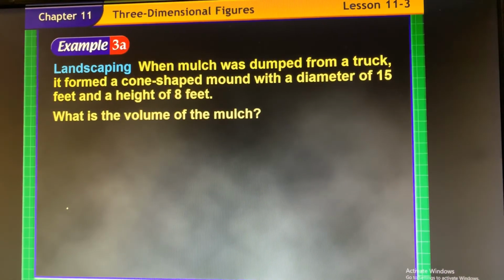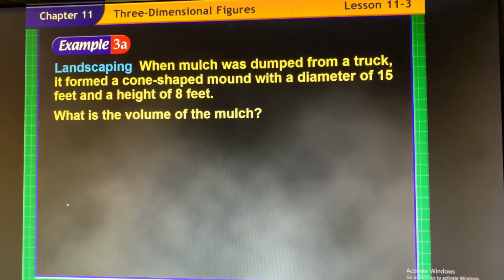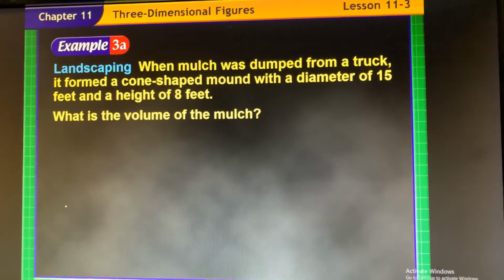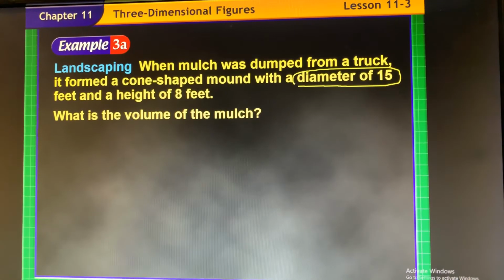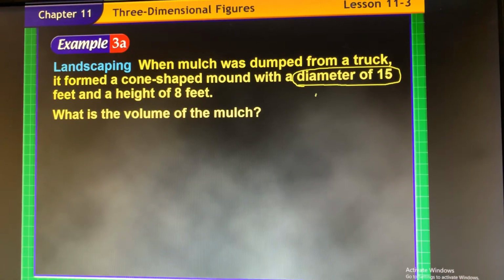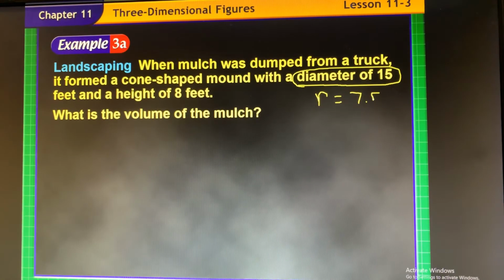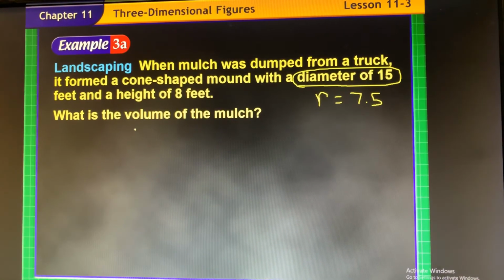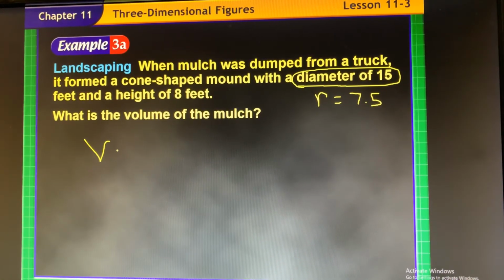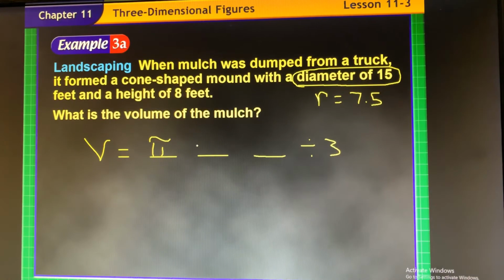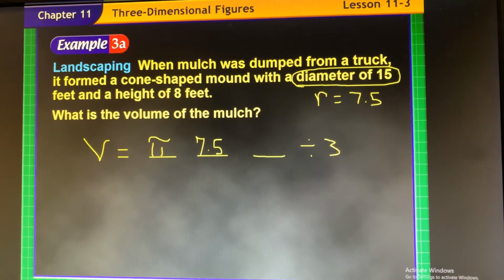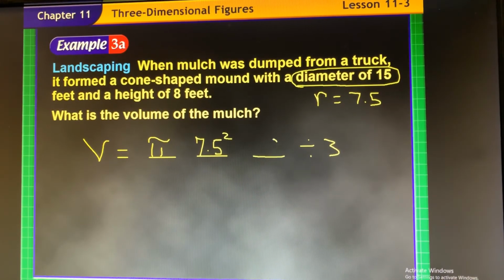When mulch was dumped from a truck, it formed a cone-shaped mound with a diameter of 15 feet. Immediately I go, wait a minute, I can't use diameter when I'm finding volume. I need my radius. So I'm immediately going to find my radius, and a height of 8 feet. Find the volume of the mulch. Same process. Pi 7.5 squared, pi r squared, times height, just like that.